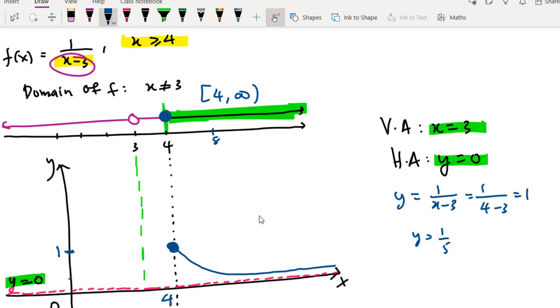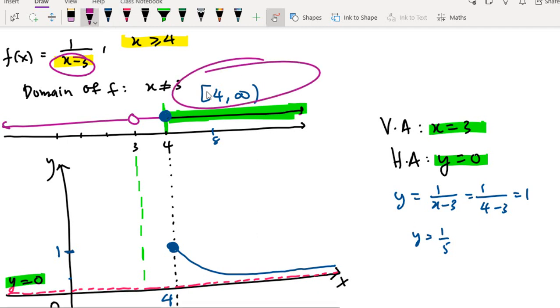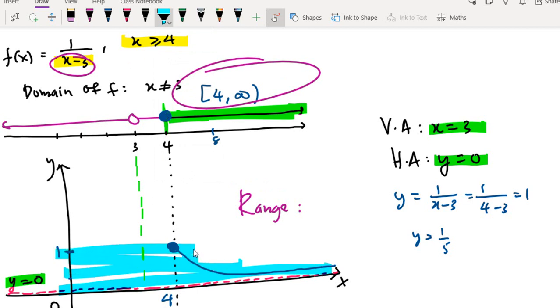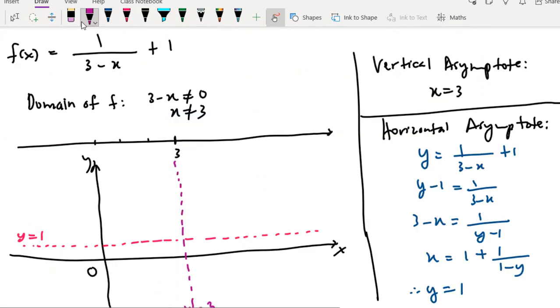Okay, now we find the domain. The domain is given: 4 to infinity. The range of the graph is from 0, not included, up to 1, included. So the range is from 0 to 1 included. This is the range for this function.